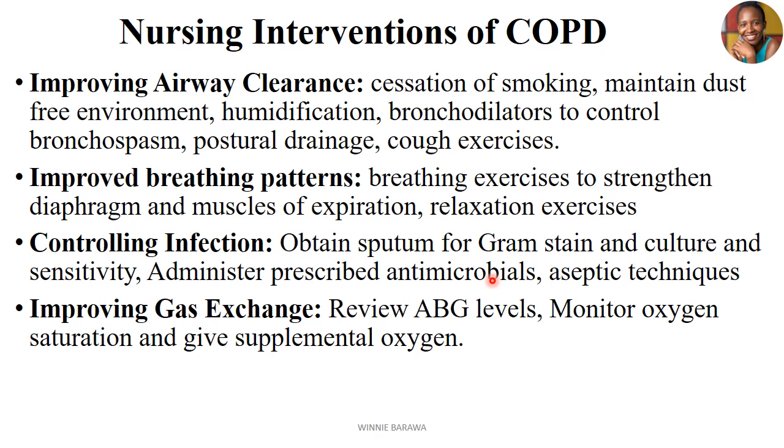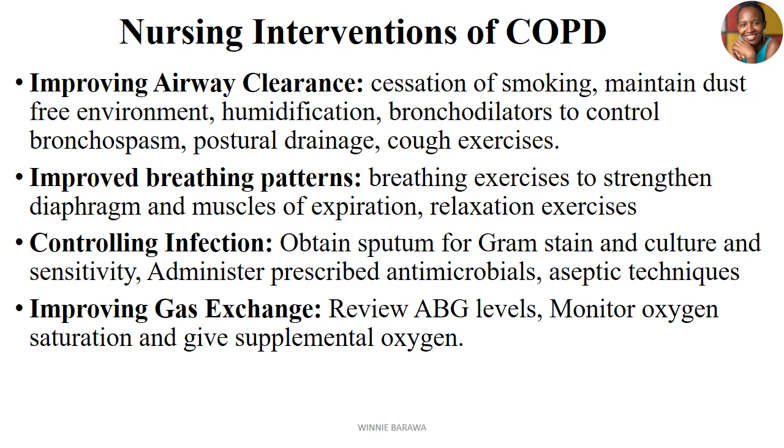The other part is improving gaseous exchange. And in improving gaseous exchange, we are looking at two sides here. We are looking at the alveolar walls and we are looking at the capillary walls. Where there's alveolar wall destruction, like in the case of emphysema, then it means we will have low gaseous exchange levels, meaning oxygen will not be able to diffuse into the blood, while carbon dioxide will not be able to diffuse out to the environment.